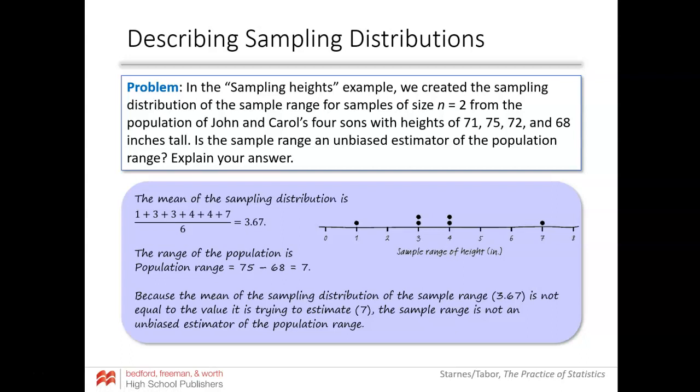That's a lot of words to say what I just said really terribly. Because the mean of the sampling distribution of the sample range is not equal to the value it is trying to estimate, which is the population range, the sample range is not an unbiased estimator.